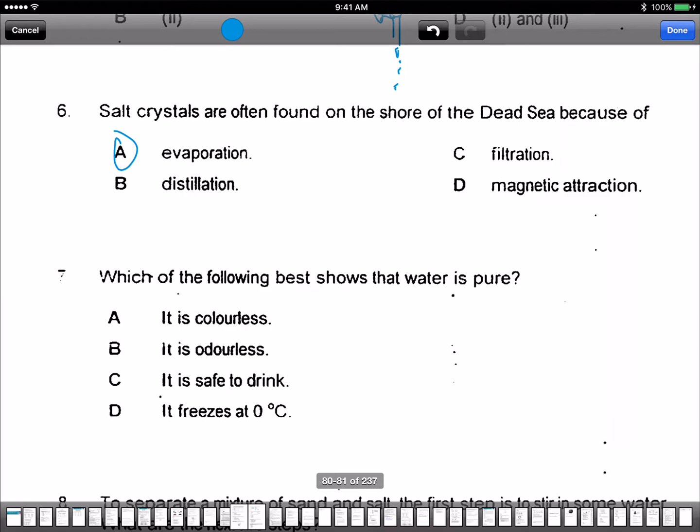Buoyancy. Okay, according to science, you study density, right? How come you can float? Oh, the density is low. Yeah, the density is lower than the water. Then how come the Dead Sea density is so high? What's the difference between the Dead Sea and the sea?